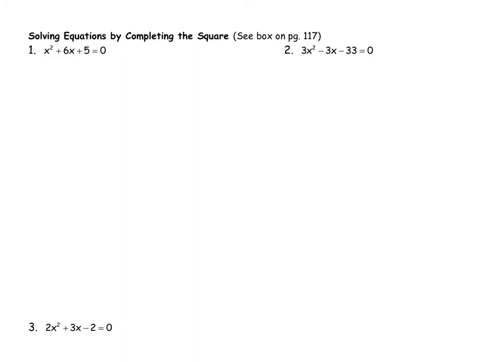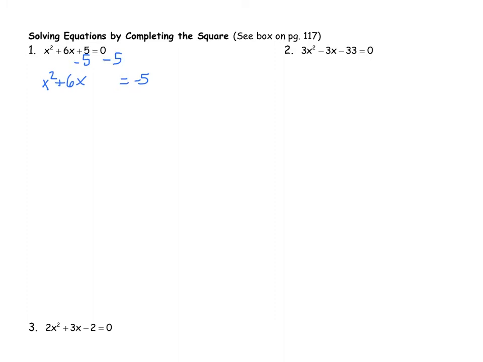Alright, now I'm going to teach you a second method for solving quadratic equations that always works. It's called completing the square. The idea is that we're going to create a perfect square on one side of our equation so that we can solve with the square root method. We're going to start by subtracting the 5 over to the other side. So we've got x squared plus 6x, leave some space, equals negative 5.